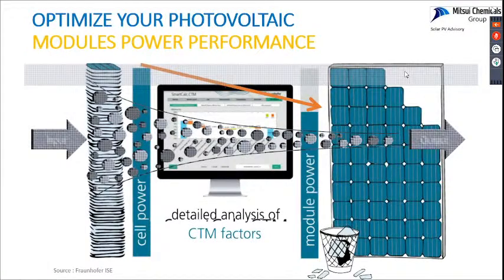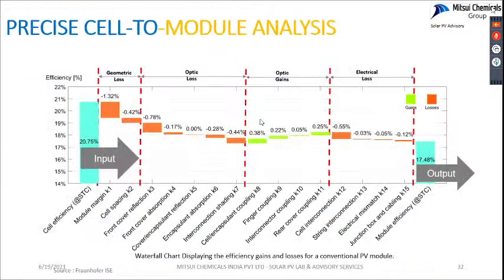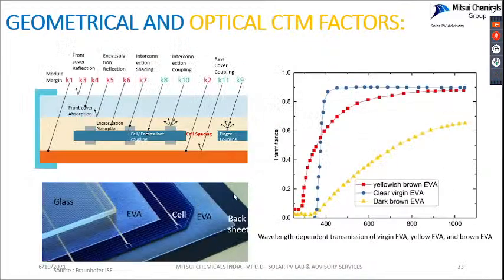The next issue is the cell-to-module loss itself. New manufacturers or startup manufacturers, when purchasing a cell and building the module, think that cell power and module power will almost match, or that efficiency will match, but in general there are a lot of loss components. These are called cell-to-module loss components. I don't want to go into detail because it will take some time. There are geometric losses, optical losses and electrical losses.